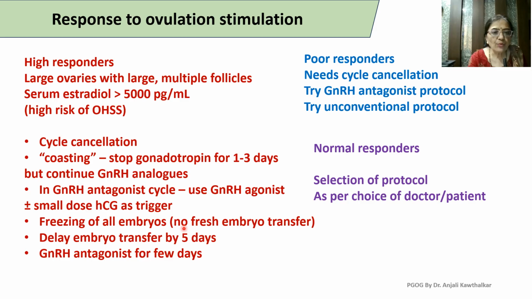Freezing of all embryos, with no fresh embryo transfer in the same cycle, will also prevent OHSS. Delay embryo transfer by 5 days, or use a GnRH antagonist for a few days. GnRH antagonist has an immediate suppressive action on the HPO axis, and it might prevent development of ovarian hyperstimulation syndrome. So these are the various options which can be used by the treating doctor whenever there is a high risk for ovarian hyperstimulation syndrome in women who are called high responders.